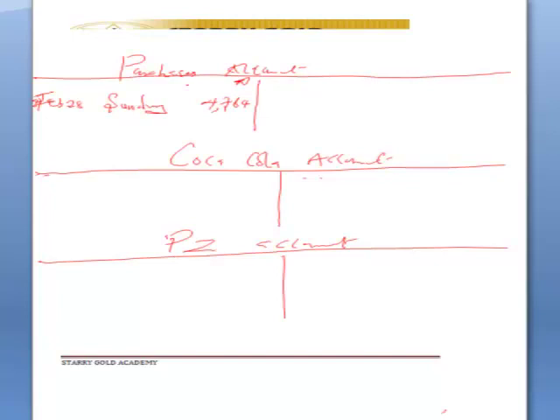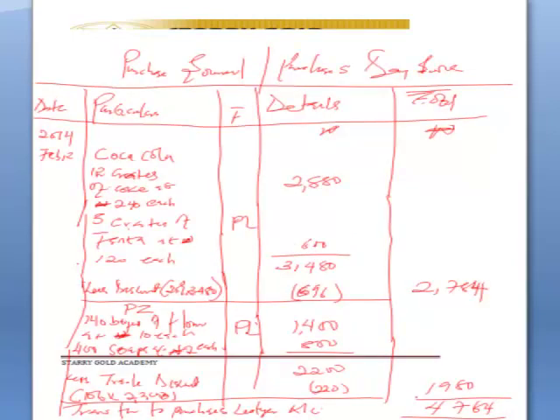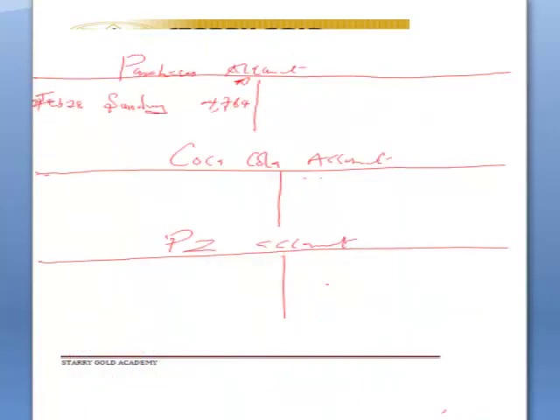Is the total. Then the purchases value that we were owing Coca-Cola is 2,784.